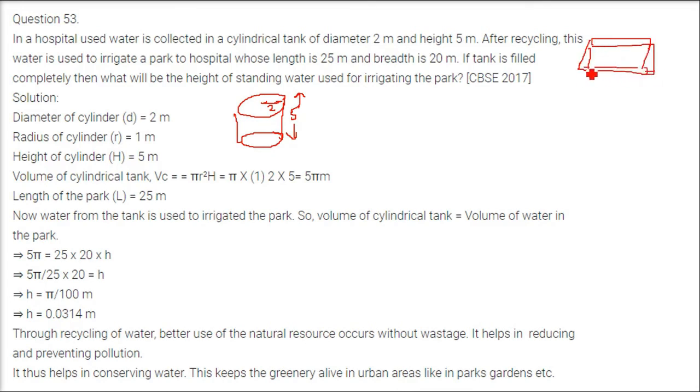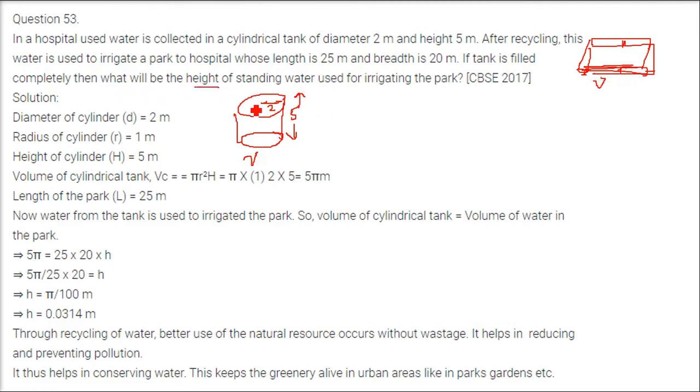I'm not very good, my handwriting and my drawing is very bad, so I'm just trying. So this is the figure. So this water has to be put in here. When it is put in, the height will increase. So the volume of this is equal to the volume of this one. Volume of the cylinder has to be equal to the volume of this shape. So we have to find out the height. What is the height of standing water?